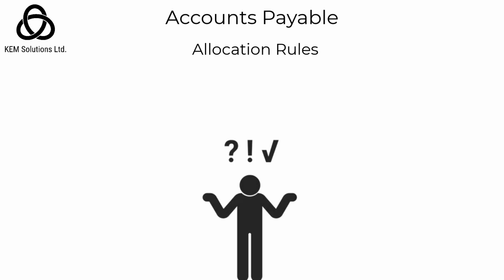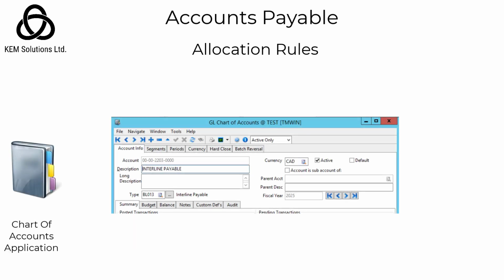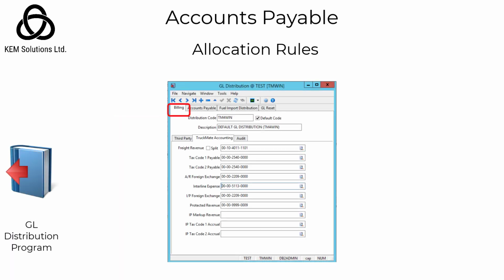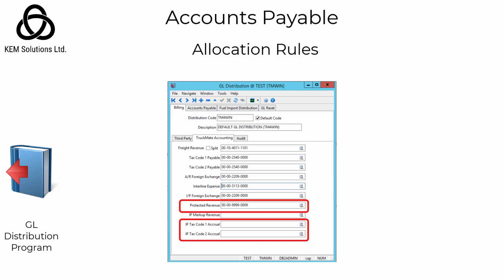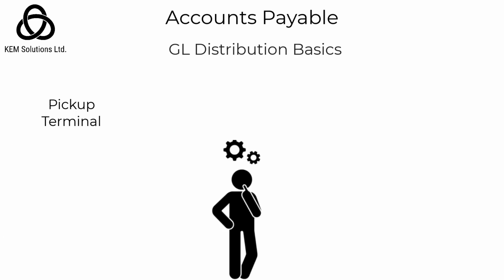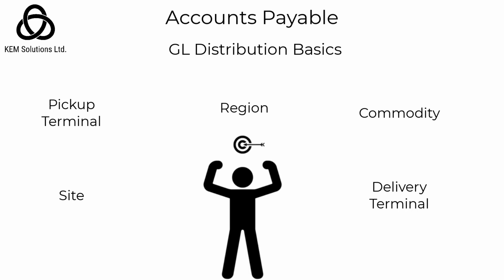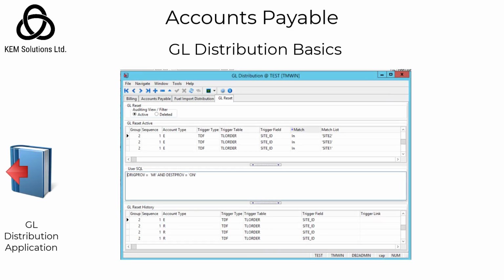Your interline payable account will default to the first account of account type BL013, using the same currency as the interline payable record. Your expense accounts are set up in the GL distribution screen under the Billing and Truckmate Accounting tabs. This is also where you can set up accounts for IP markup and tax codes. If you have more complex business rules and need to override either the interline payable account or the expense accounts, you can do that in the GL Reset tab of the GL distribution screen.